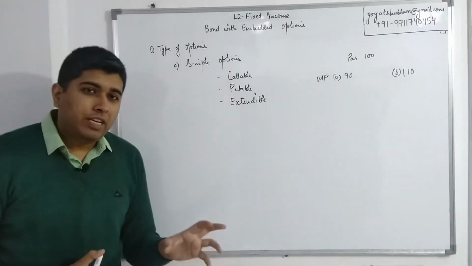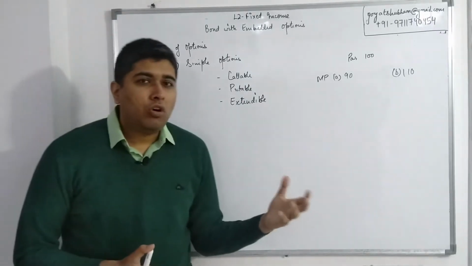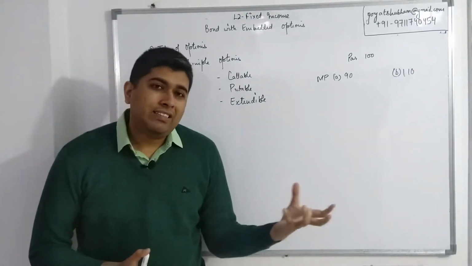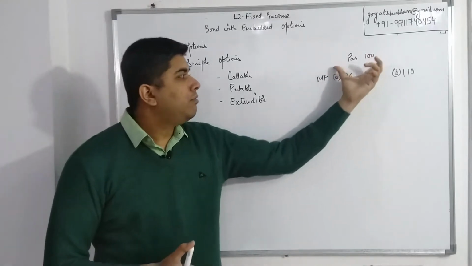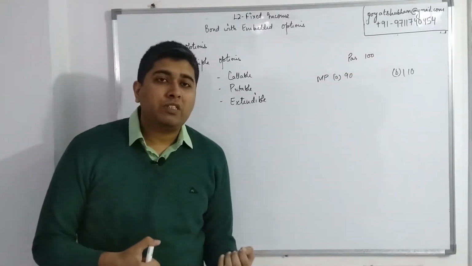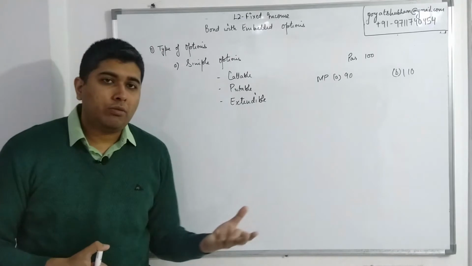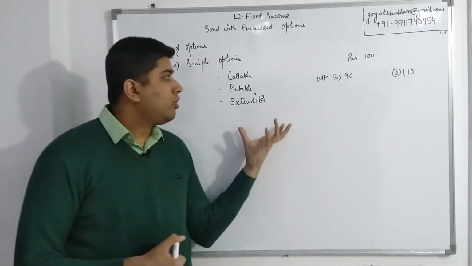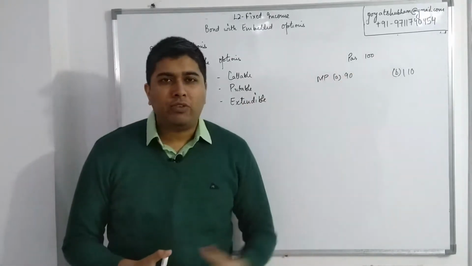Under normal circumstances, our assumption is that whatever the call or put is going to have, the exercise price is going to be the same as par value. So unless we have a specific exercise price given for a call or put option, our assumption is that the call or put option would be exercised at the par value itself.